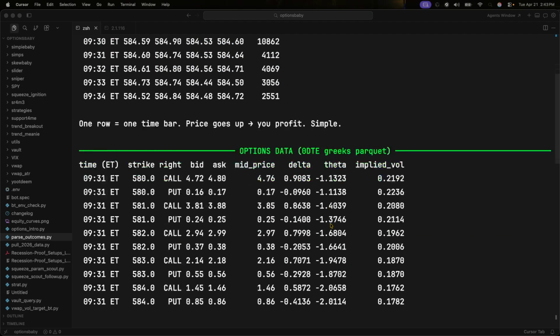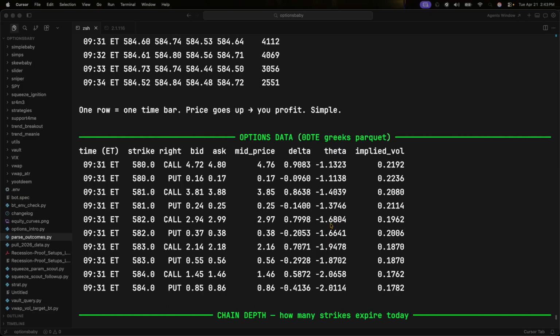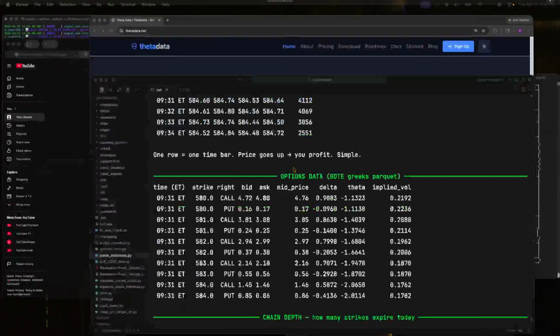But when it comes to option data, as you can see here, it's a little bit more dense, right? It provides a little bit more context as far as what we're going to be trading. Now, some may be asking, where do I get my option data from?